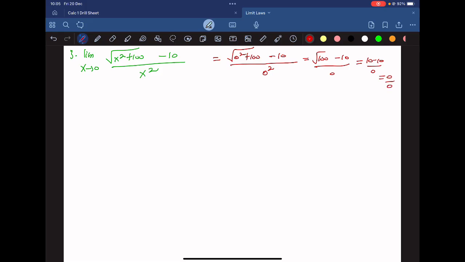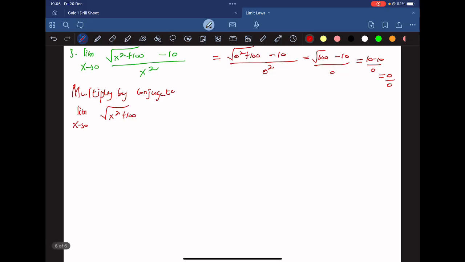Note that we don't want this form of indeterminate, right? So what to do is, whenever you have a radical expression, which basically means that you have a square root, the first thing to do is to multiply by its conjugate. So we have the limit as x approaches 0 of the square root of (x squared plus 100).